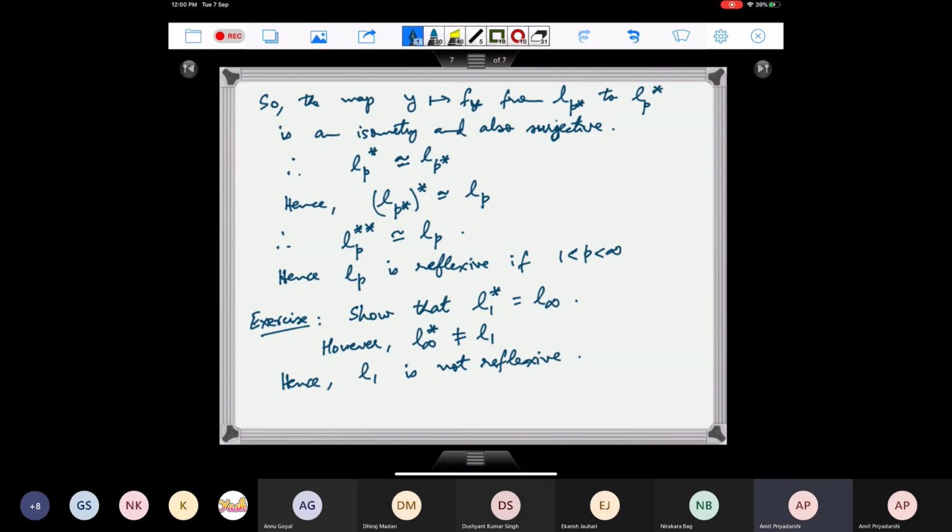Similarly, if you are aware of the function space capital LP, then there also we have a similar result: capital LP is a reflexive Banach space if P is strictly between 1 and infinity, and the same result, capital LP star will be equal to capital L of P star if P is between 1 and infinity, and capital L1 star is capital L infinity, but capital L infinity star is not capital L1, so that is bigger than capital L1.